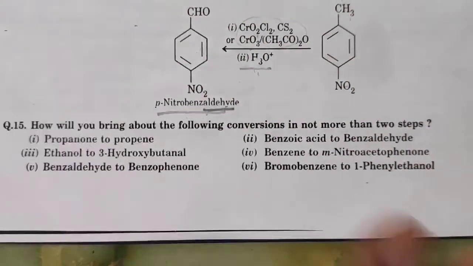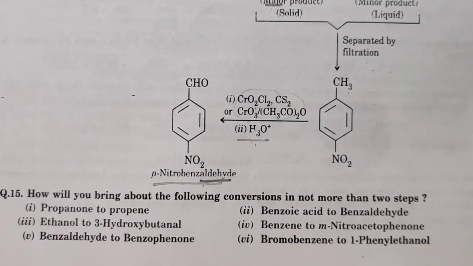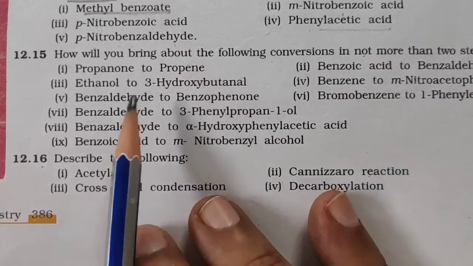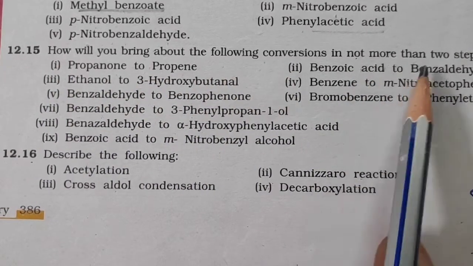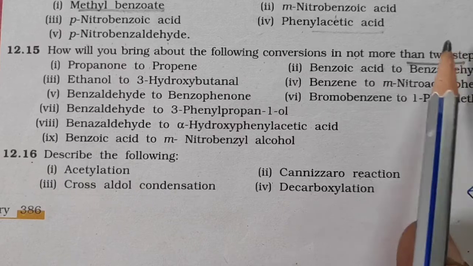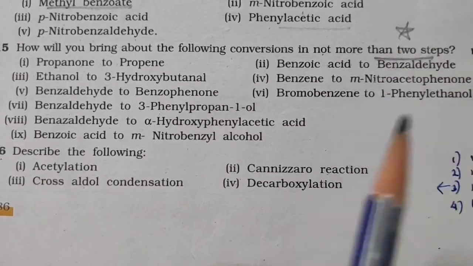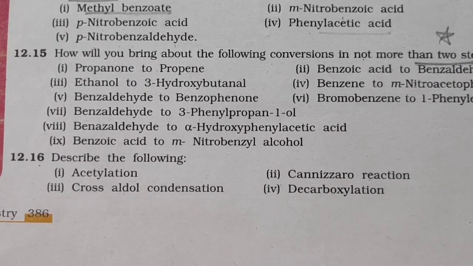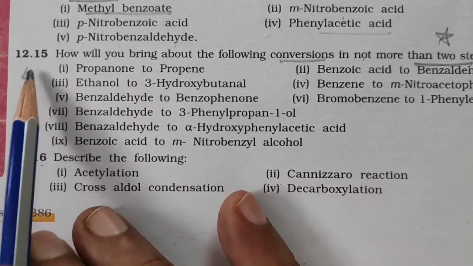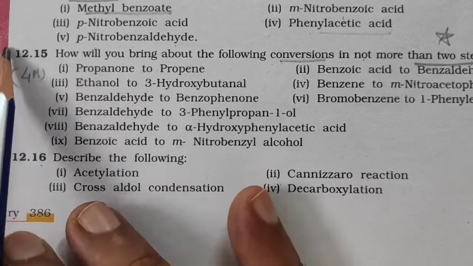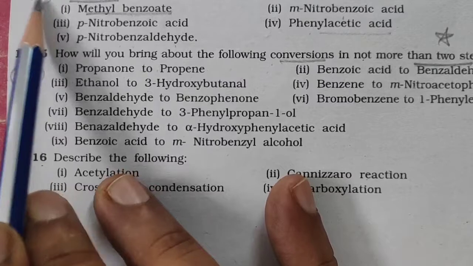Understood? Now question number 15 we are going to see. In this question, how will you bring about the following conversion in not more than 2 steps? This is also a condition that is given, not more than 2 steps. So you have to be very careful in this case. Here a conversion it is. These are the questions which are asked for 4 marks, right? This one also is asked for 4 marks.